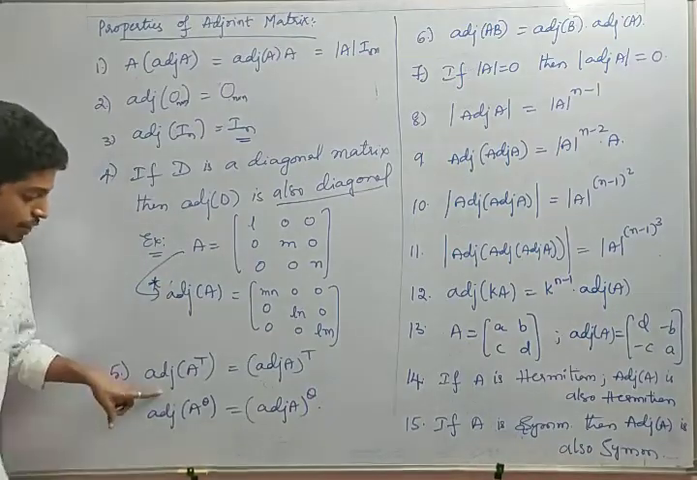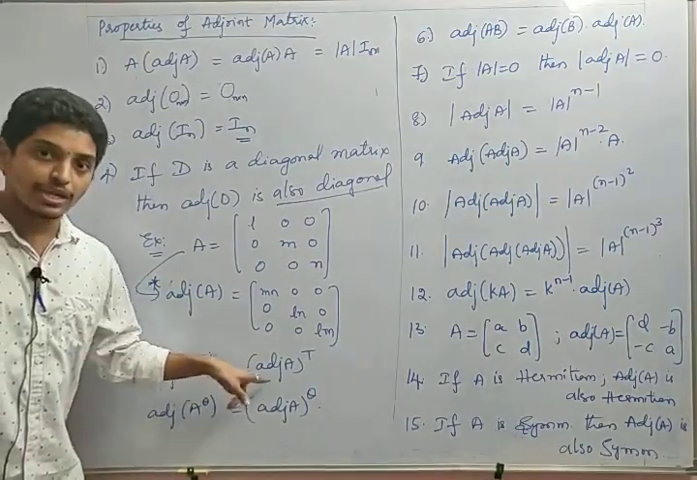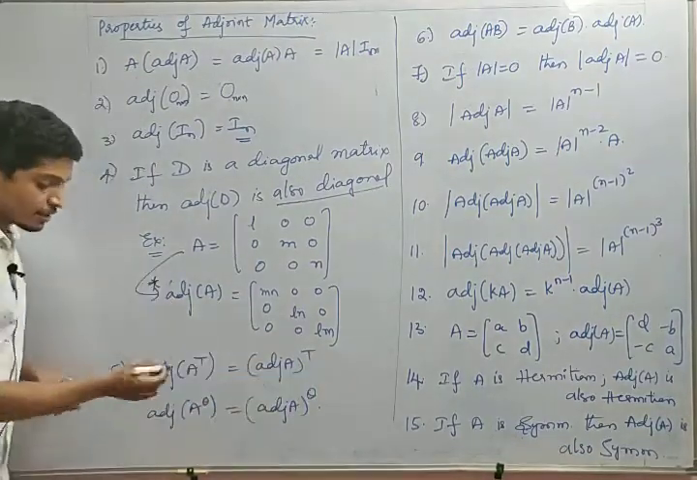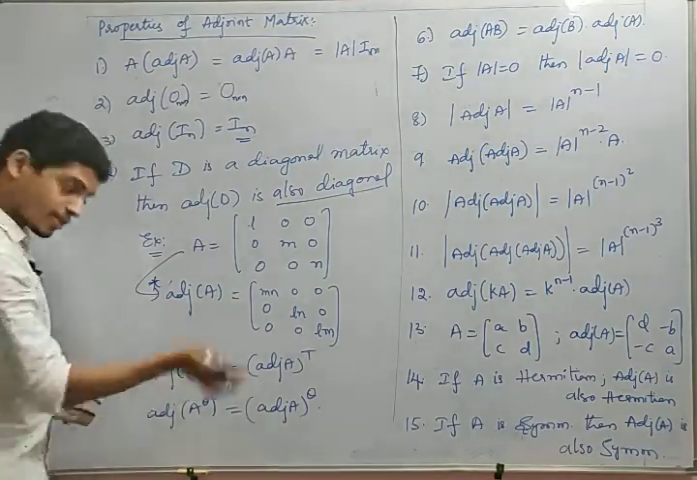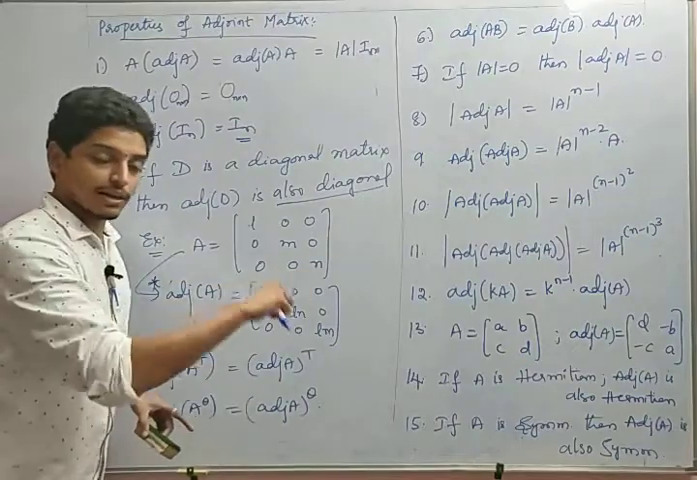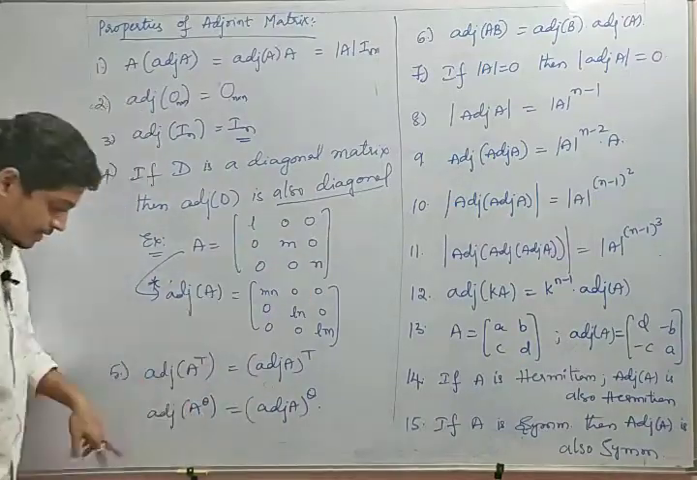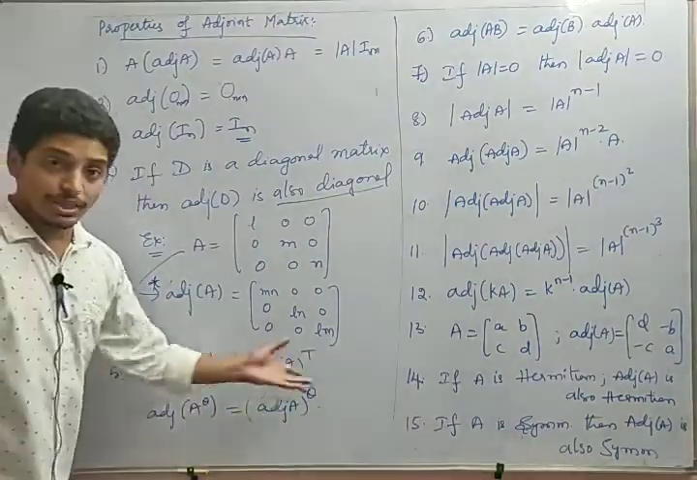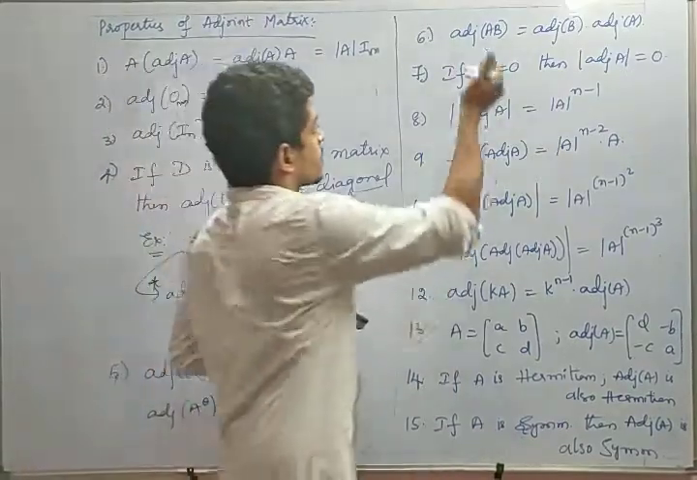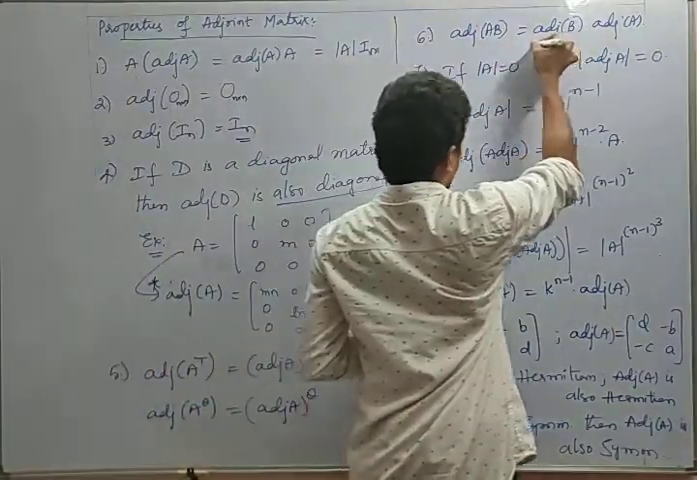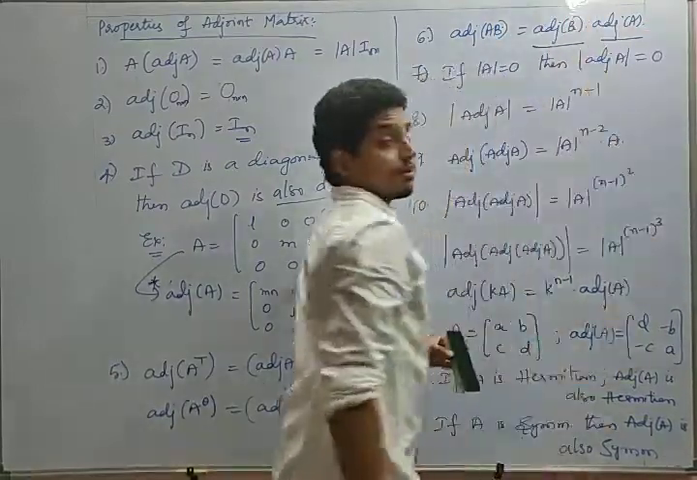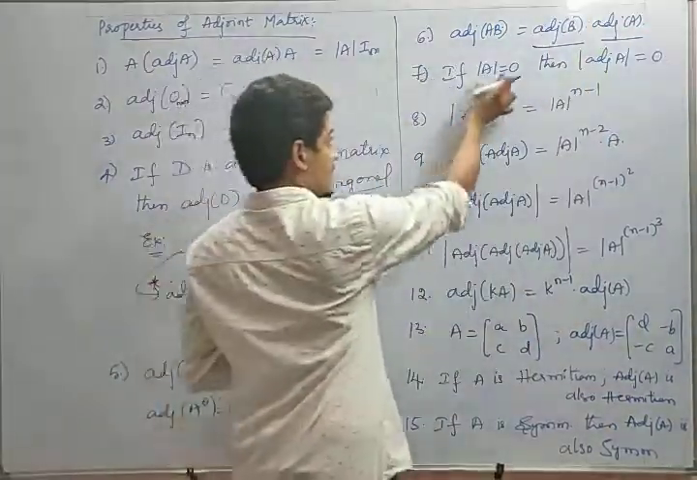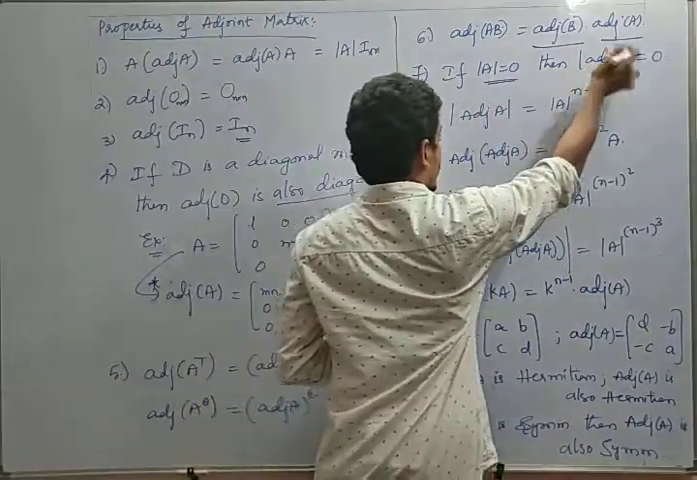Next, the adjoint of A transpose is equal to the adjoint A whole transpose. You can find the adjoint after calculating the transpose, or first find the normal adjoint and then apply the transpose. Both are the same. Next, the adjoint of A theta equals the adjoint A whole theta. Same. Next, the sixth one: adjoint of AB equals adjoint B into adjoint A. First B will come here, then A will come here. Remember. Okay, next, if the determinant is equal to 0, then the determinant of adjoint A is also 0.